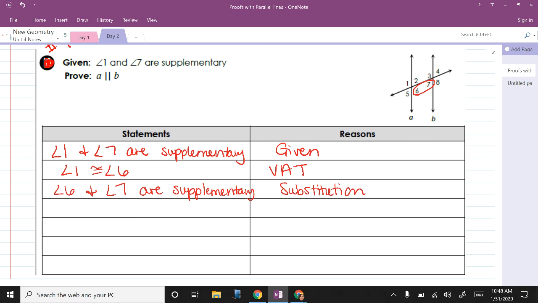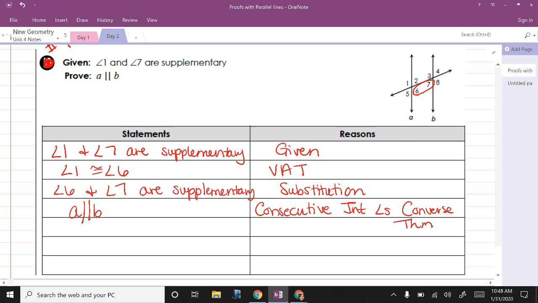Not alternate. Yeah, consecutive interior angles are supplementary, and they are consecutive interior angles with each other, aren't they? So now I can say that A is parallel to B because of consecutive interior angles converse theorem.